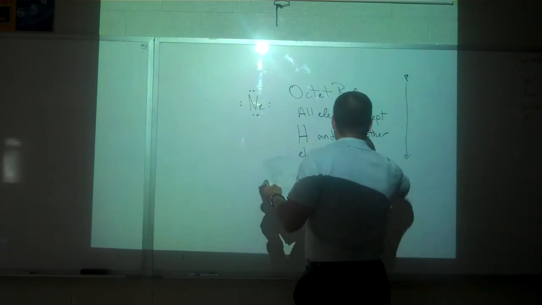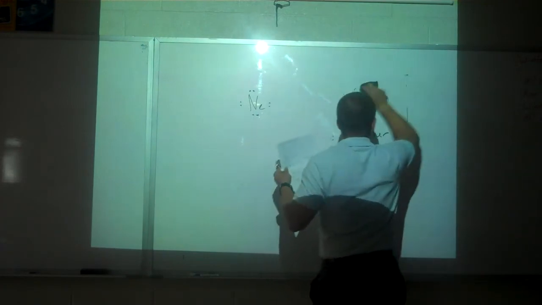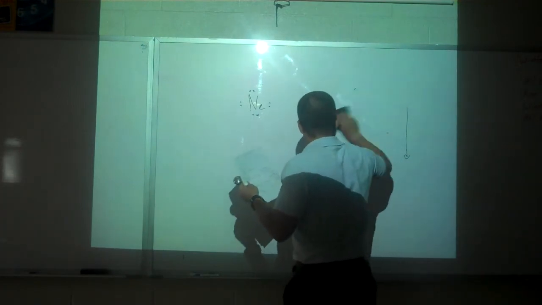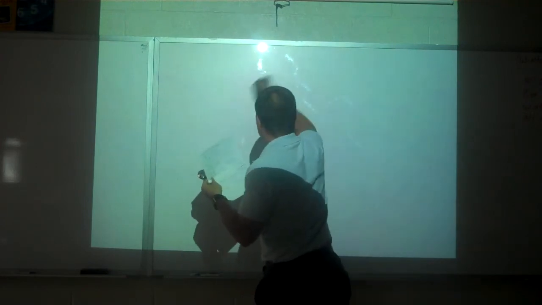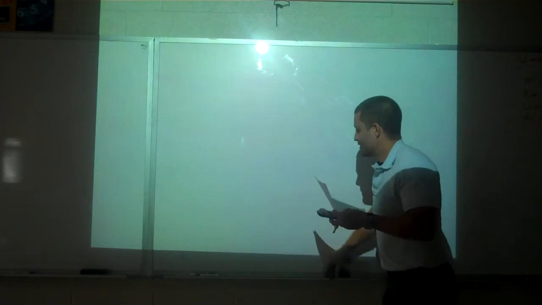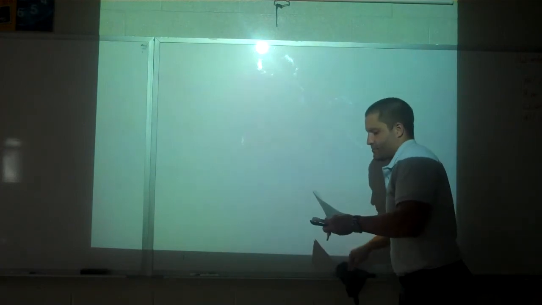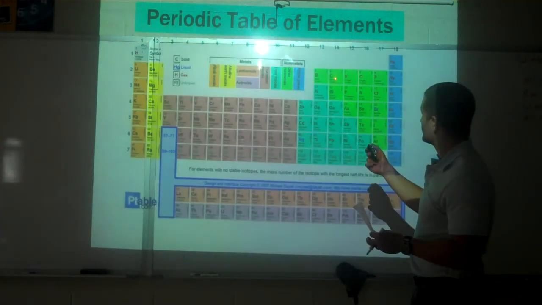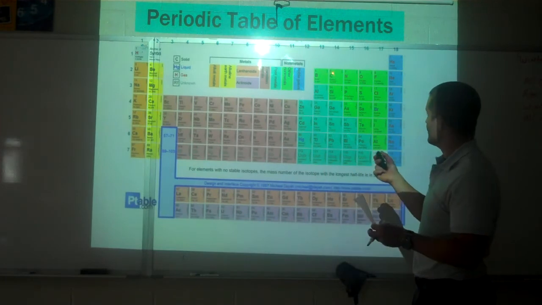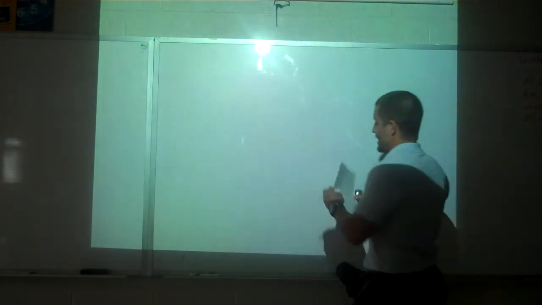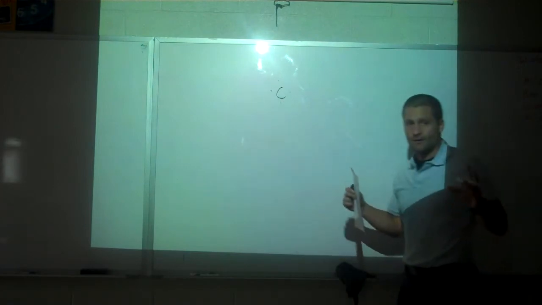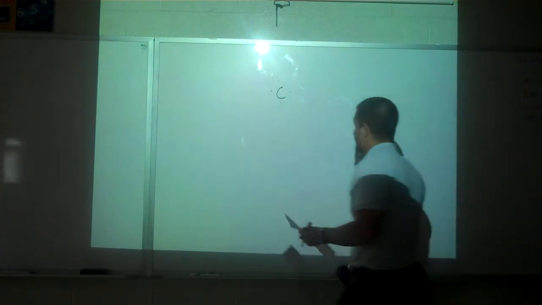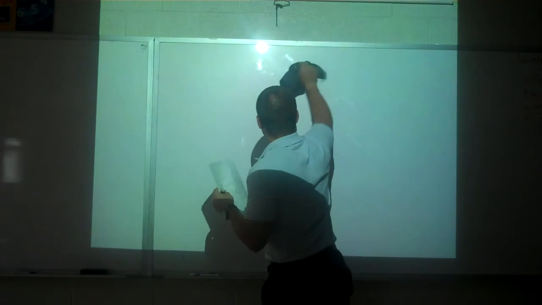Alright, let's move on. Let's do one more of these electron dot notations just to make sure we're clear. So this is the electron dot notation. I have carbon. I have 1, 2, 3, 4 valence electrons. So to draw that real quickly, 1, 2, 3, 4. Alright, we got that. I'm beating a dead horse here.